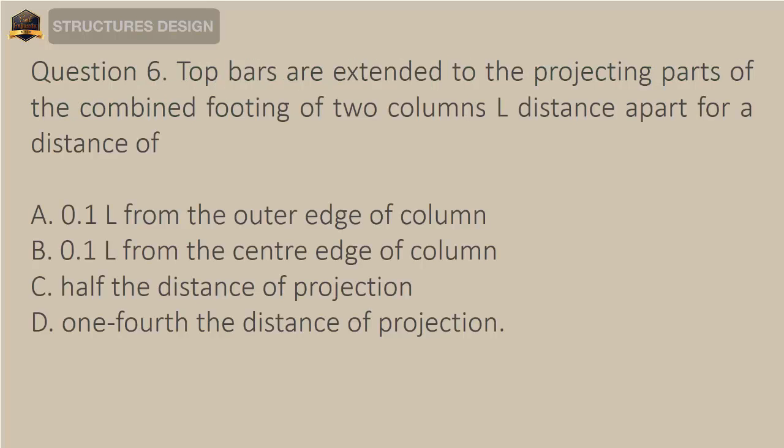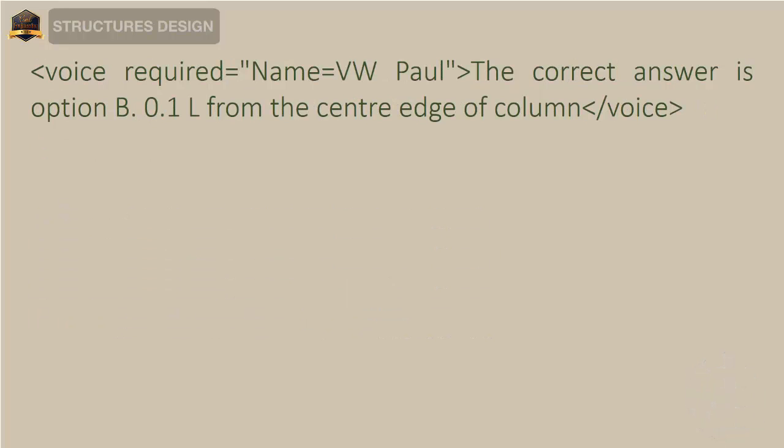Question 6. Top bars are extended to the projecting parts of the combined footing of two columns L distance apart for a distance of: A, 0.1 L from the outer edge of column; B, 0.1 L from the center edge of column; C, half the distance of projection; D, 1/4 the distance of projection. The correct answer is option B, 0.1 L from the center edge of column.